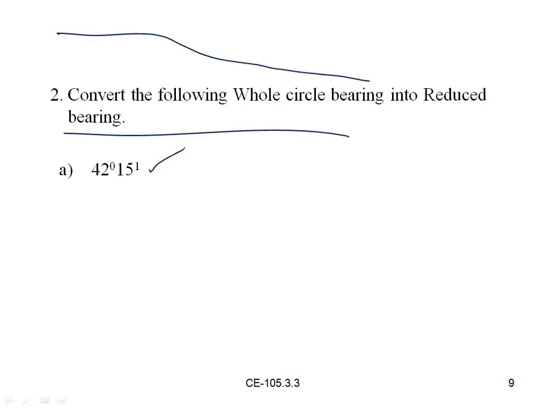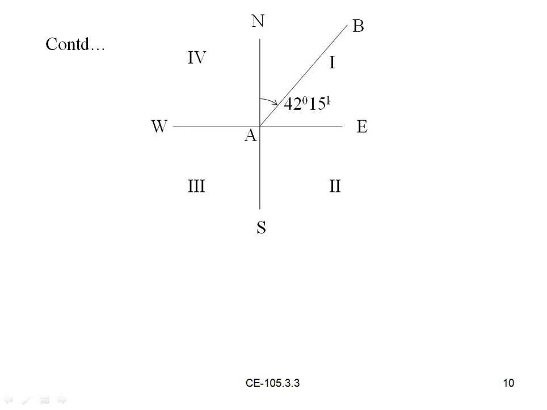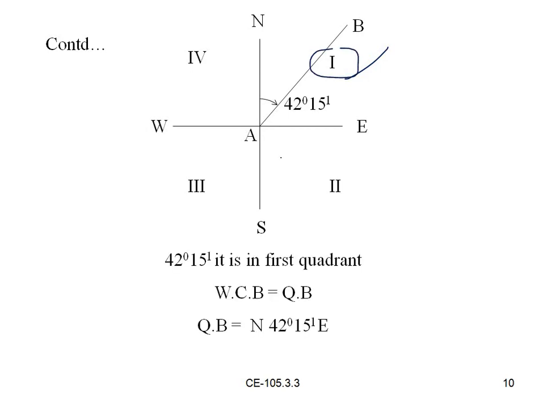The first one: 42 degrees 15 minutes, 223 degrees 15 minutes, 322 degrees 30 minutes, 142 degrees 30 minutes. Here 42 degrees 15 minutes is given, so that is in the first quadrant. Quadrantal bearing is equal to the whole circle bearing, that is 42 degrees 15 minutes in the first quadrant. Then the quadrantal bearing is North 42 degrees 15 minutes East. We have to write it like that.